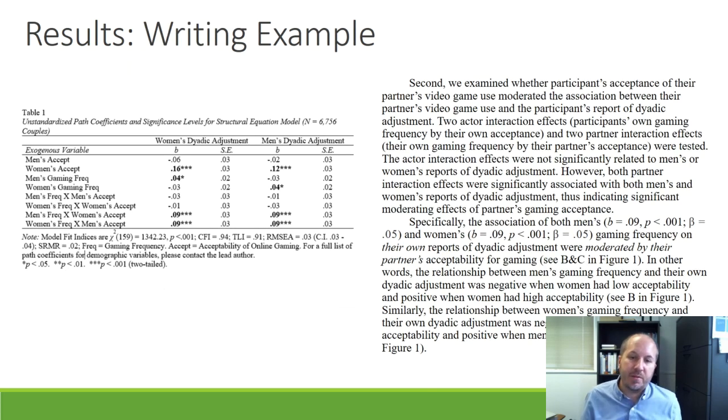So here I have the written results of a portion of that. In this, you'll see this first paragraph, which introduces the hypothesis I'm testing here. And then I talk about the 2 actor interaction effects, which were not significant. And then I talk about the partner interaction effects, which were significant. And you're going to see in the language here how I wrote about this, where I said, the association of both men's and women's gaming frequency on their own reports of dyadic adjustment were moderated by their partner's acceptability for gaming. And then I say B and C in figure 1.